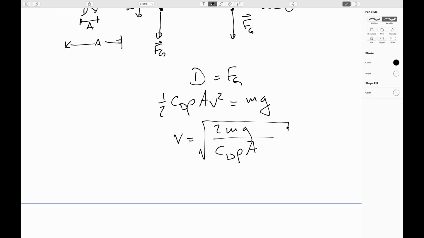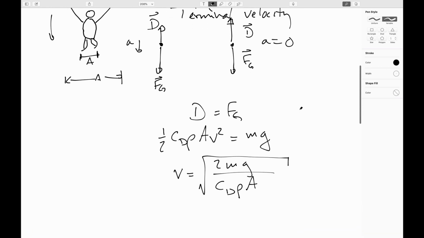So we can take a look at this and start to see what might affect your terminal velocity. How fast will you be falling through the sky? Well, if your coefficient of drag is small, that's in the denominator. That means you'll go faster. So if you wear a slick parachute jumping outfit, that will make you fall down a little quicker.